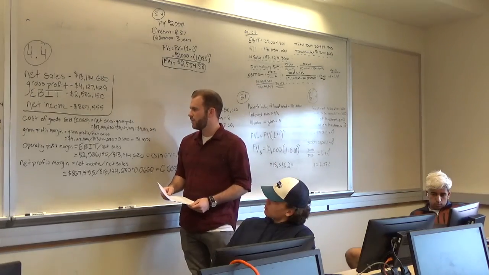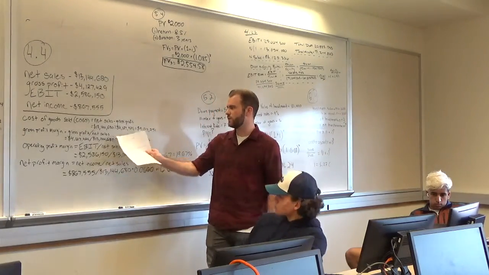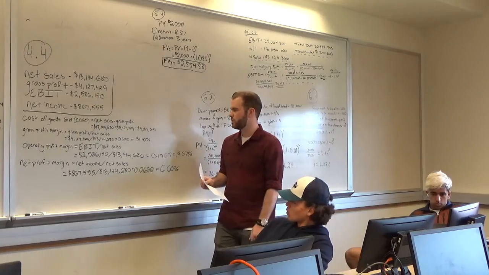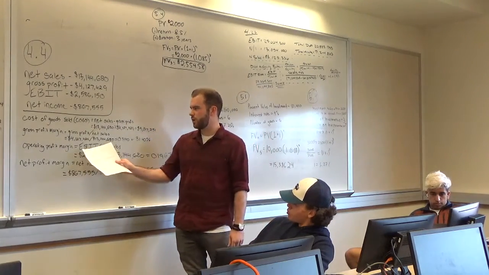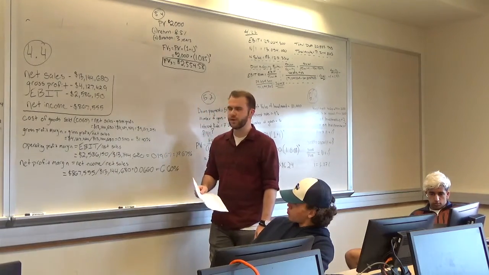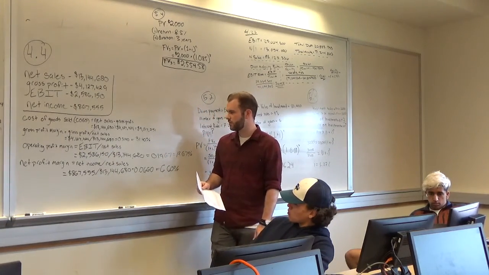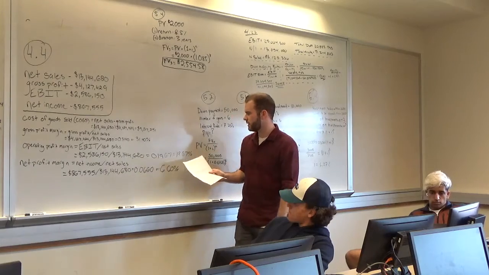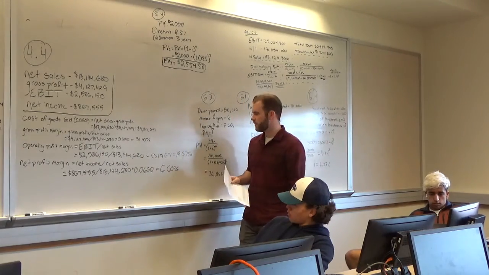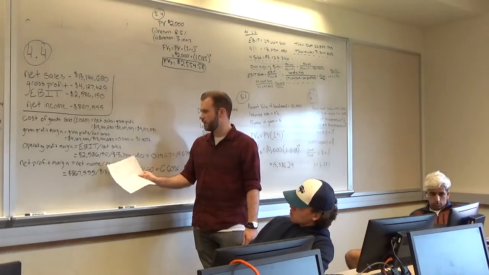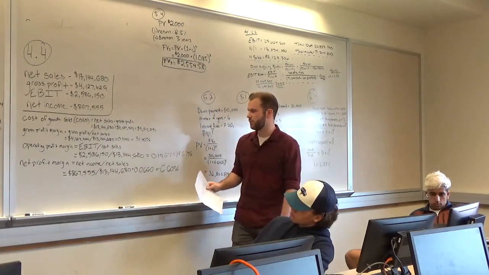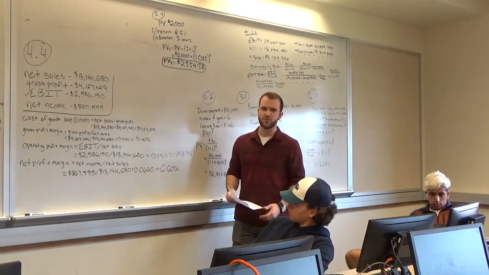For the gross profit margin, you do gross profit divided by net sales, which gives you 31.4%. Operating profit margin is earnings before interest and taxes divided by net sales, which once you calculate it gives you 19.67%. And then for net profit margin, you get net income divided by net sales, which ends up being 6.6%.